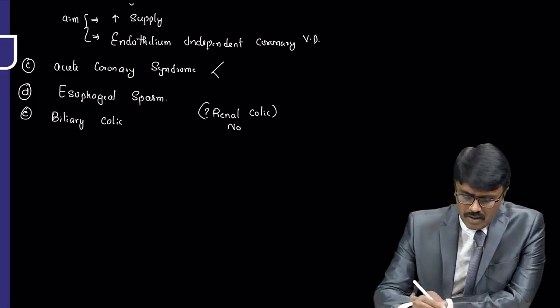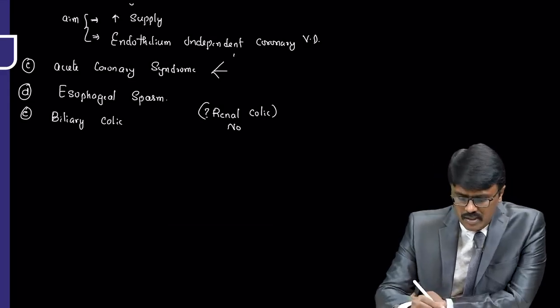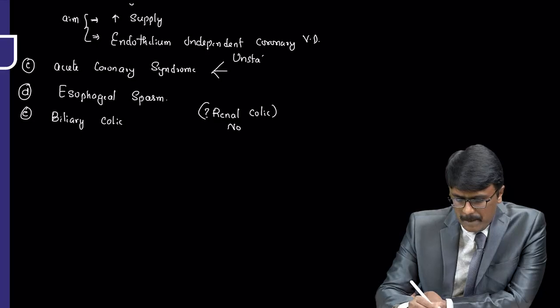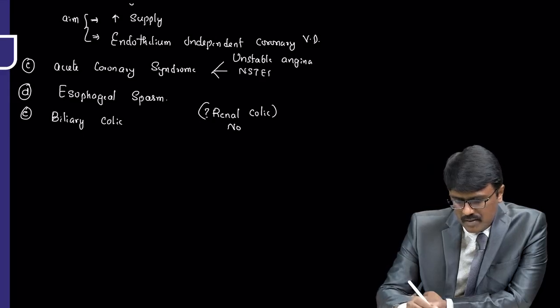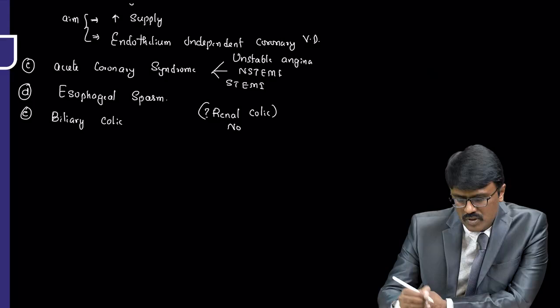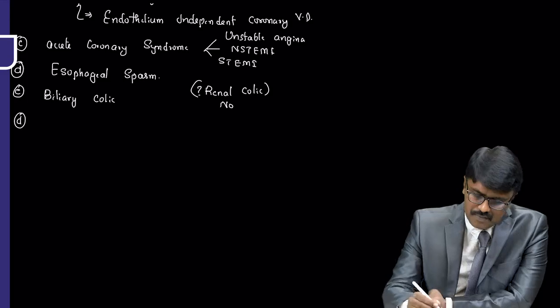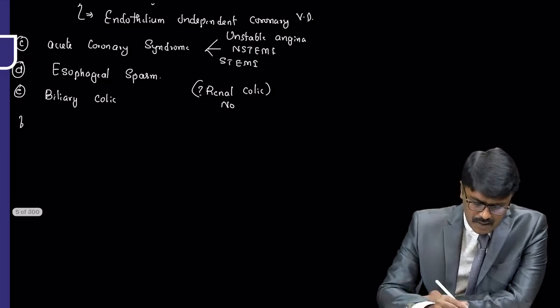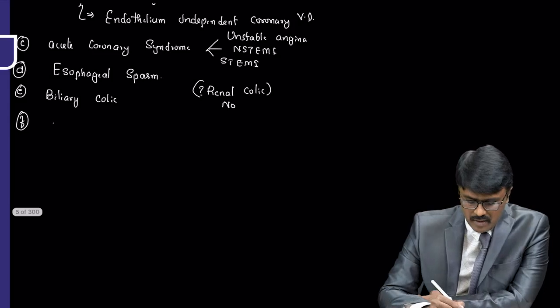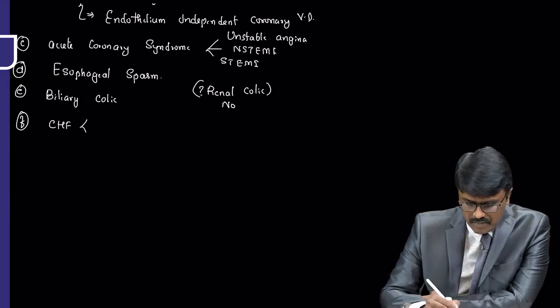Now acute coronary syndrome, let me write again so that you don't have any confusion. Acute coronary syndromes, it can be used in unstable angina, non-ST elevation MI and ST elevation MI. So these are the uses. Apart from that, I told you it can be used in the management of CHF, both acute and chronic CHF.